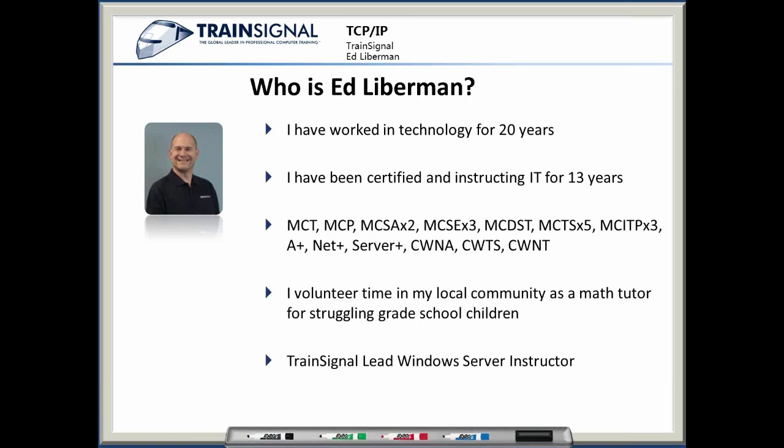In the future, I'm already beginning the process of looking into what's currently called Windows Server 8. That's its beta name. It may be Server 2012 or something like that once it finally comes out at the end of the year. But I'll be involved with creating those courses as well.